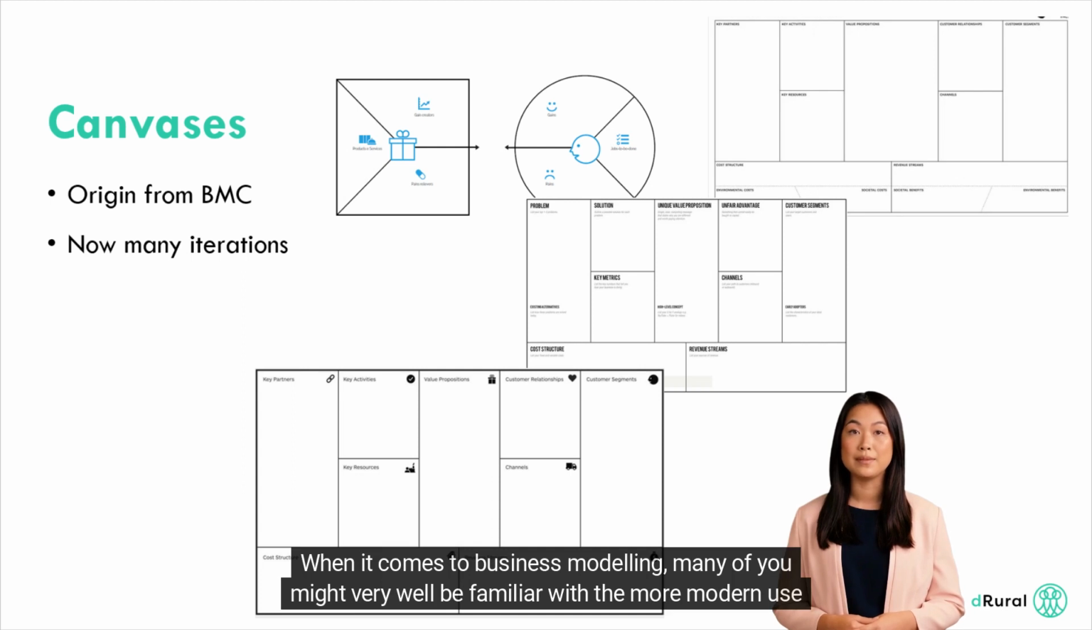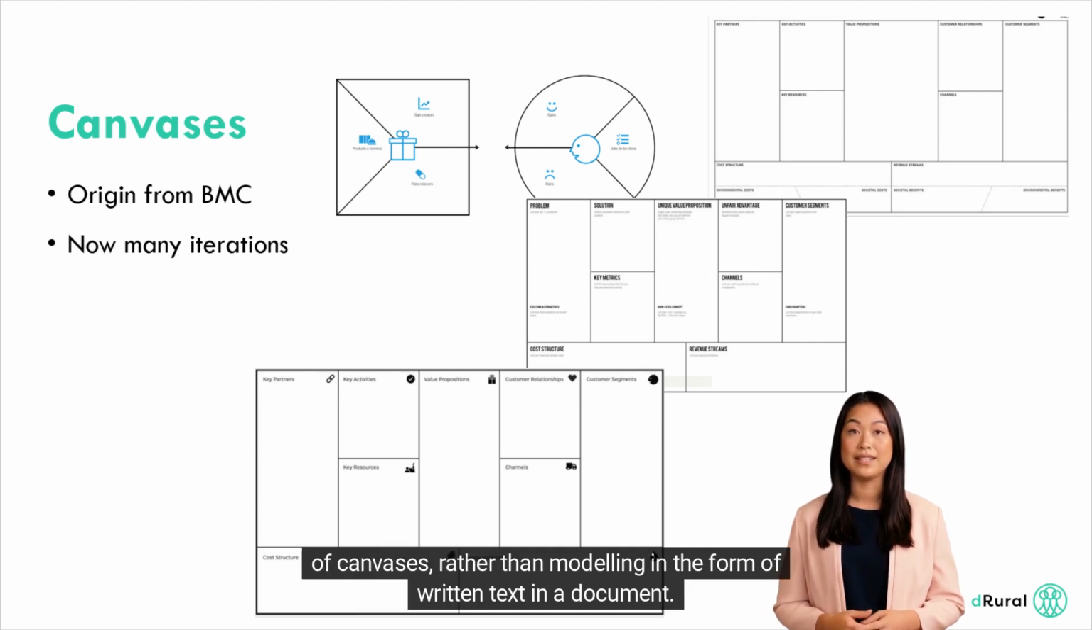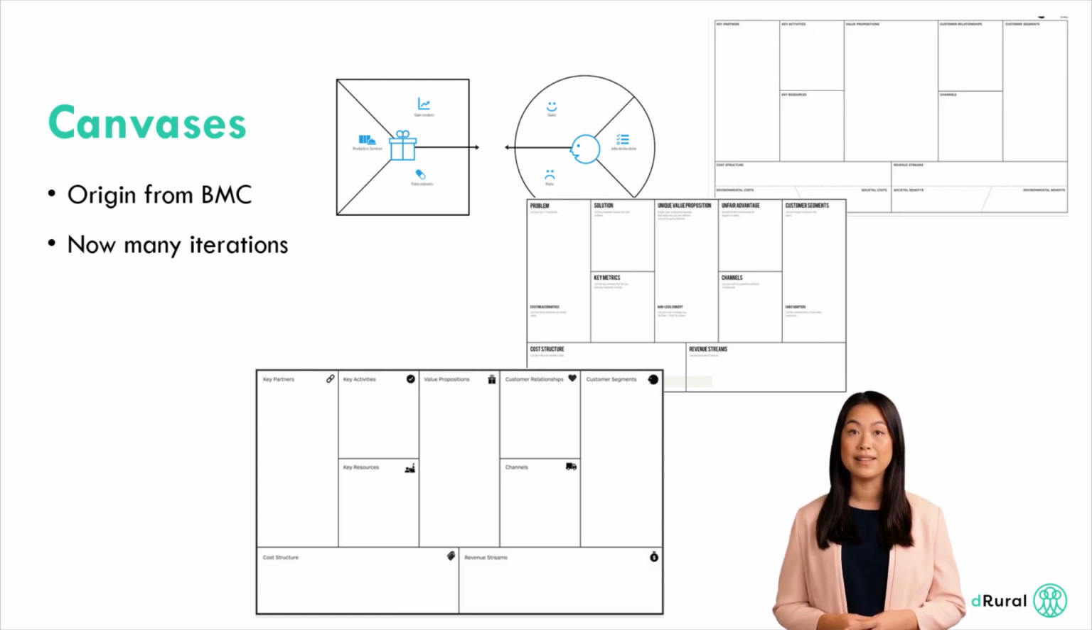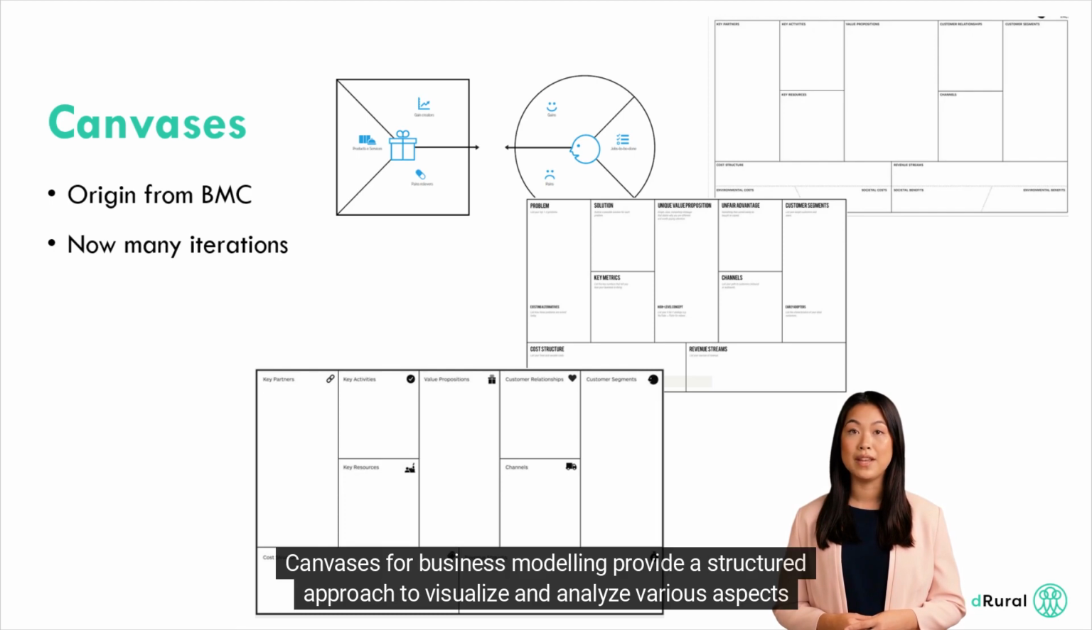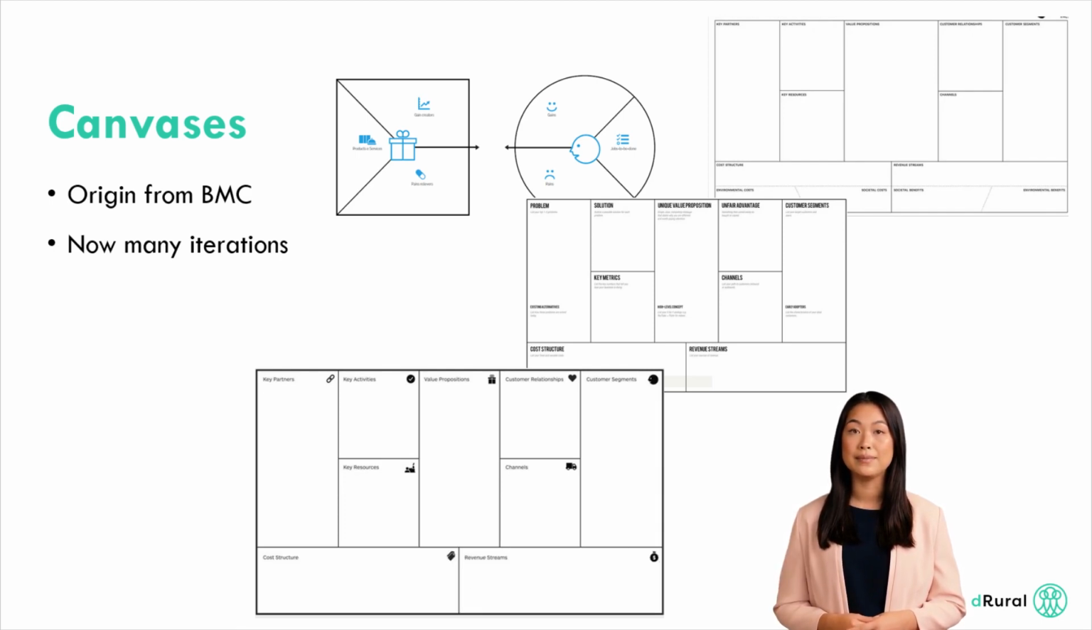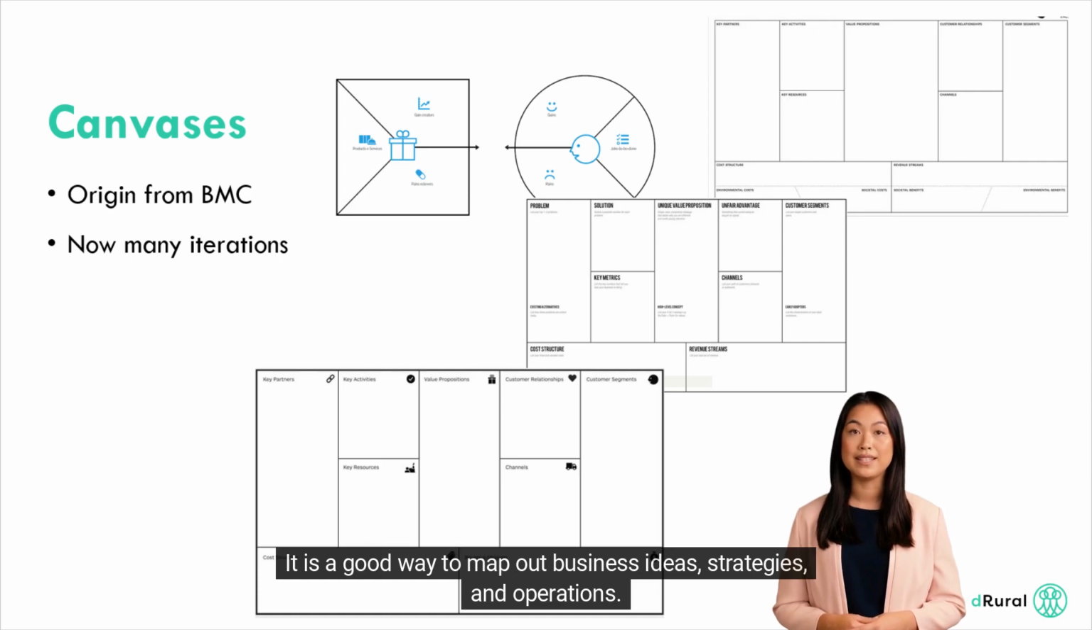When it comes to business modeling, many of you might very well be familiar with the more modern use of canvases, rather than modeling in the form of written text in a document. Canvases for business modeling provide a structured approach to visualize and analyze various aspects of a business. It is a good way to map out business ideas, strategies, and operations.